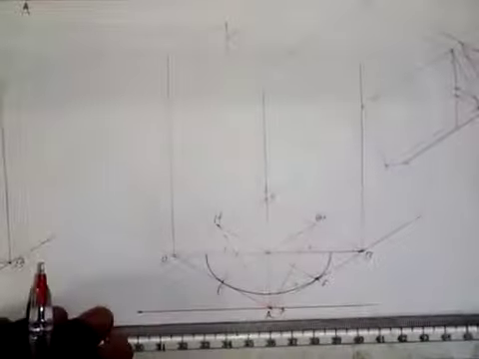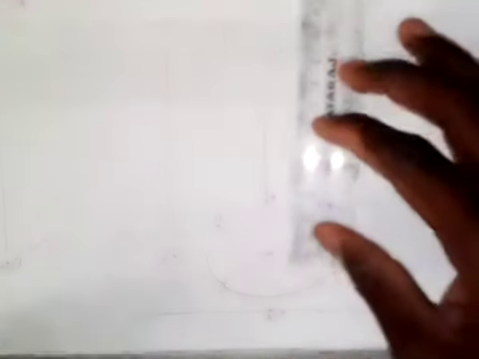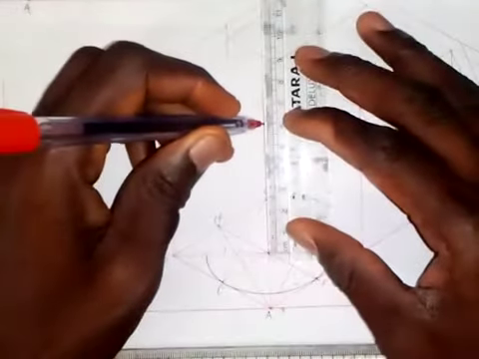Then I will take the measurement of the height from the center here. The height is 60 millimeters. I want to use 60, so I'll take a measurement of 60 millimeters at this point.